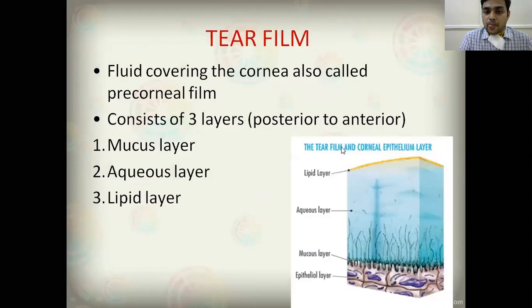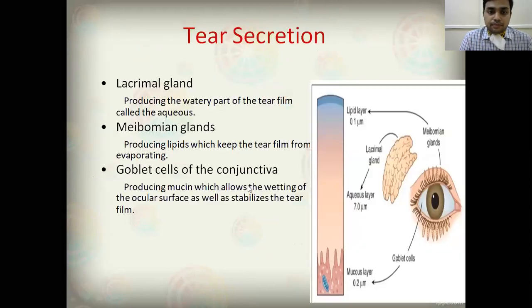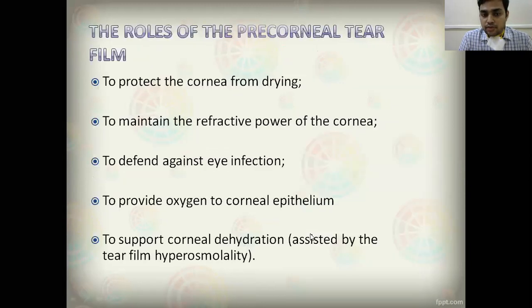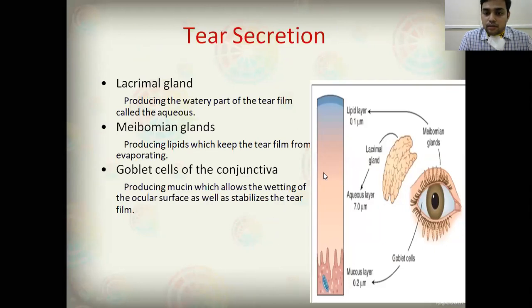Coming to the tear film, what are the layers of the tear film? It consists of 3 layers. From posterior to anterior, it starts with the mucus layer, which is secreted by goblet cells of the conjunctiva, and the middle layer is the aqueous layer, which forms the main bulk of the tear film. The mucus layer's main function is to stabilize the tear film and to convert the hydrophobic nature of the cornea into a hydrophilic nature. The aqueous layer consists of immunoglobulins, which have anti-infective properties, and the superficial layer is a lipid layer, which is secreted from the meibomian glands.